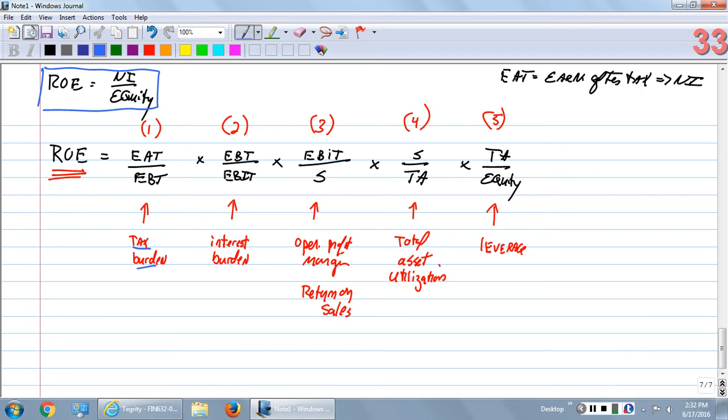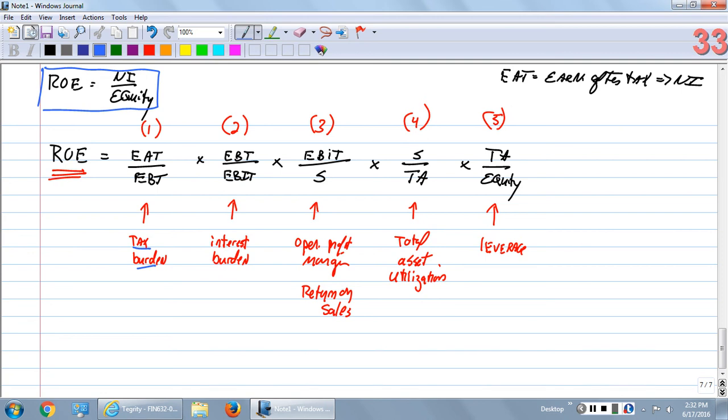Maybe it's not that one. Let's look at ratio 2. What if ratio 2 has declined? Well, it could have something to do with our interest, right? Maybe our interest cost has increased. Maybe we had a fixed type of financing, a fixed interest rate, and now we've gone to a variable rate and interest rates have risen.